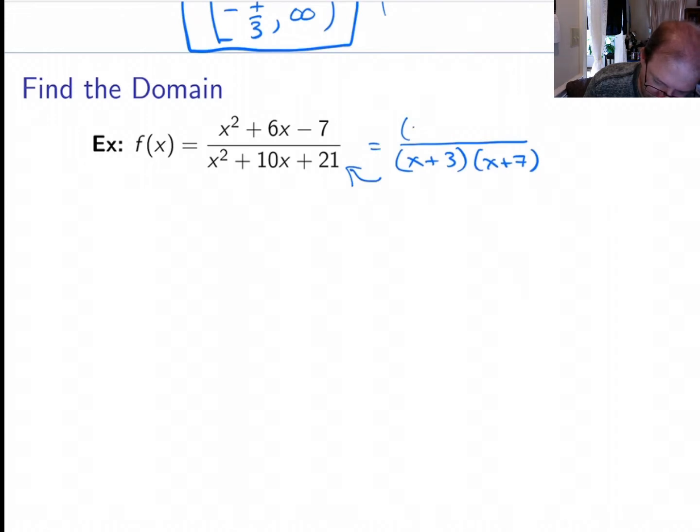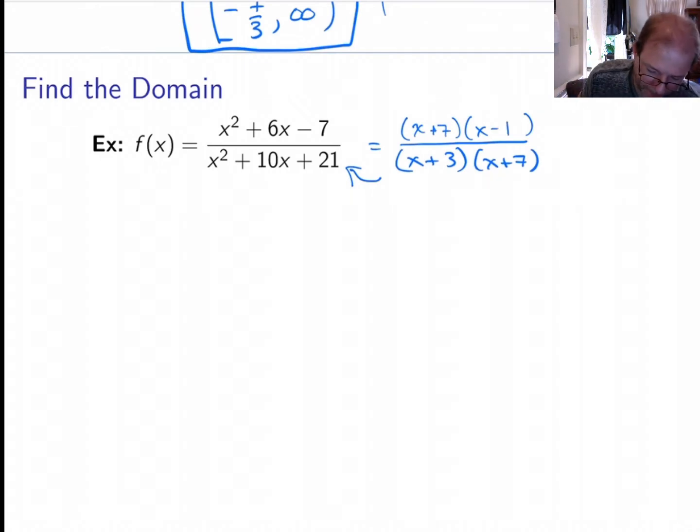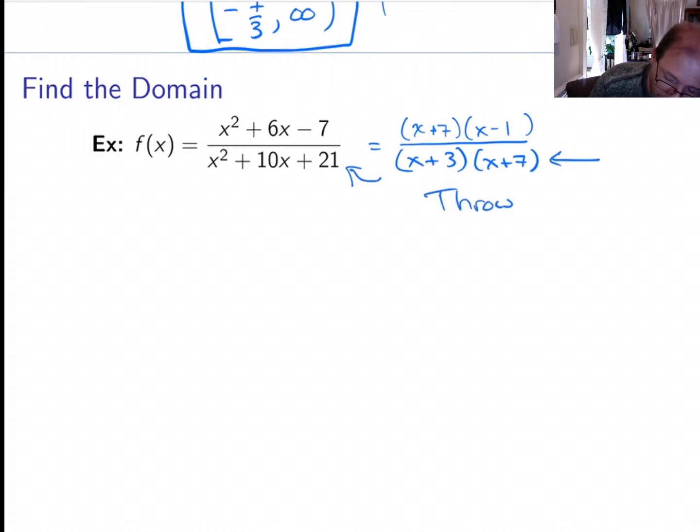I'm going to do it anyway. Let's see, that'll factor into x plus 7 and x minus 1. So what we need to do is throw out the two values that make the denominator 0. Throw out x equals negative 3 and negative 7.